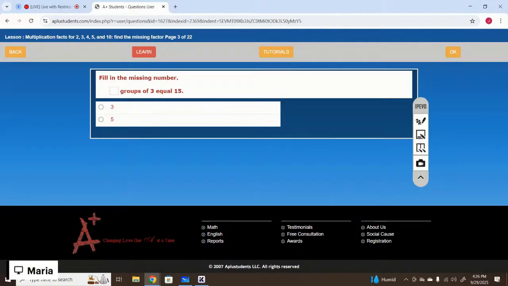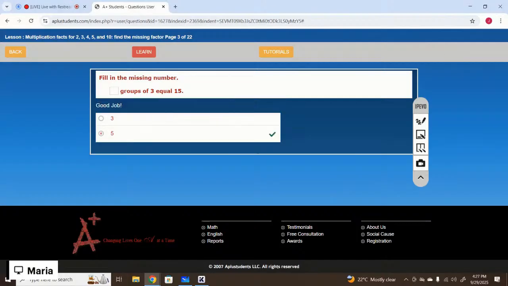Fill in the missing number. How many groups of 3 equals 15? Five groups of 3 equals 15. Option number 2 is the correct option.